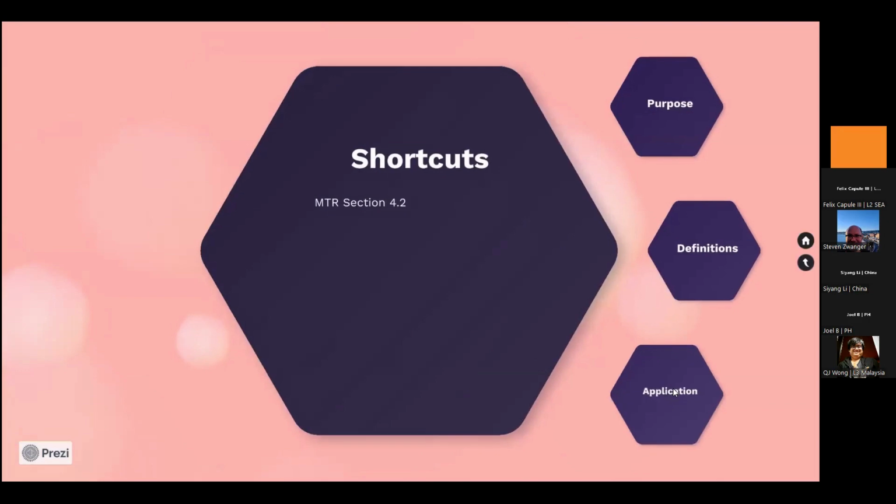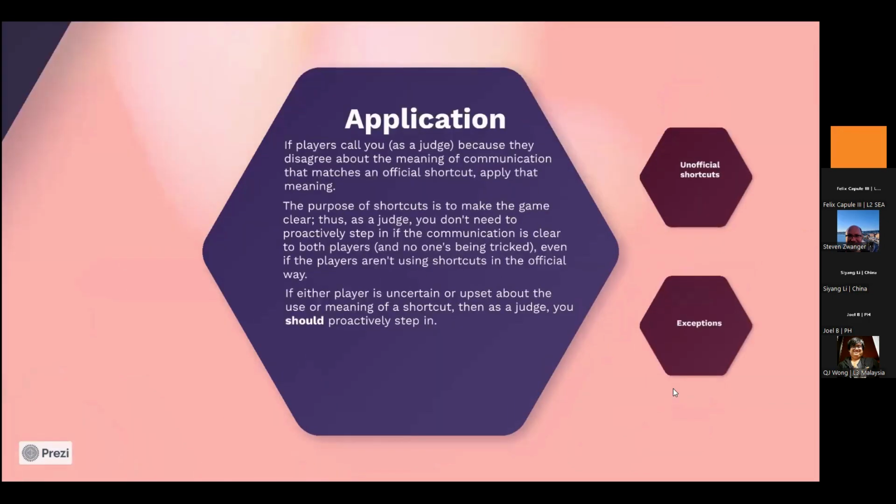So how do we apply the shortcut policy? Something that's important to keep in mind is that the shortcut policy, unlike the communication policy violation infraction that's in the IPG, is really only there for when players don't agree about the meaning of communication. So if players don't agree and that communication matches an official shortcut, you just apply the meaning.